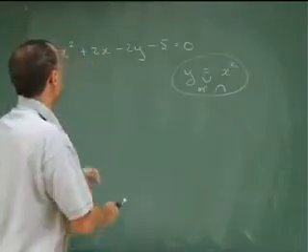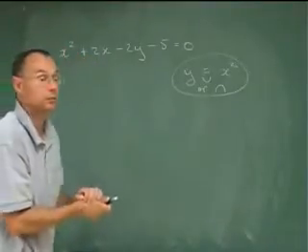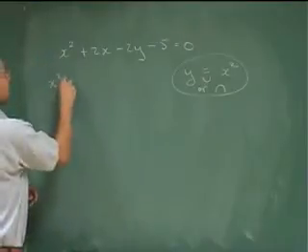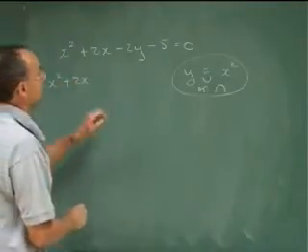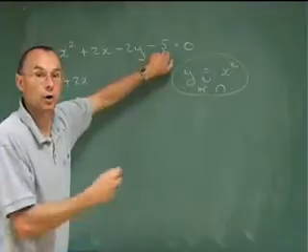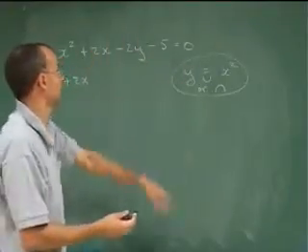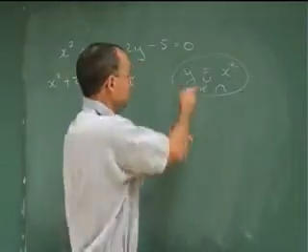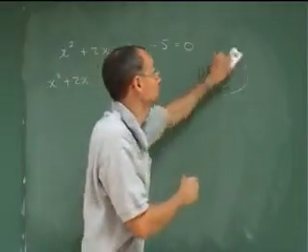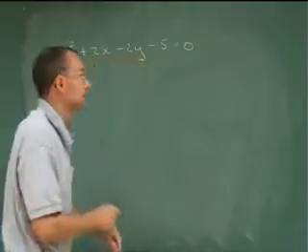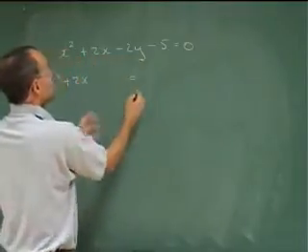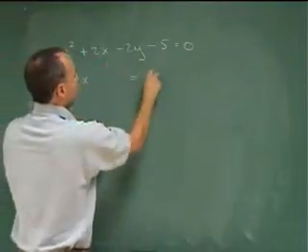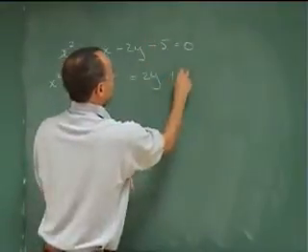So what I want to do now is get the x stuff and complete the square, kind of group it together. And I'm going to take everything else that's not part of the x stuff and move it to the other side. So let's get rid of this. So I'm going to move this stuff over. I'm going to add the 2y over. I'm going to add over the 5.